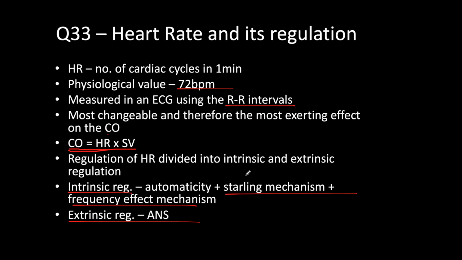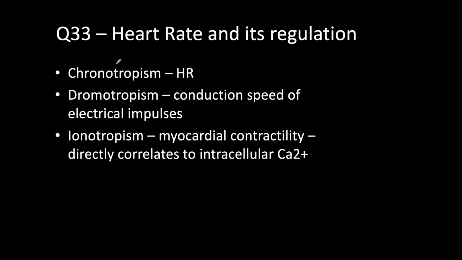So it's important to differentiate between the different kinds of changes. When the heart rate is going up or down because of the sympathetic or the parasympathetic nervous system, you're affecting the chronotropism. It's the chronotropism. Not to be confused with the dromotropism, which is when the conduction speed of the electrical impulses is changed.